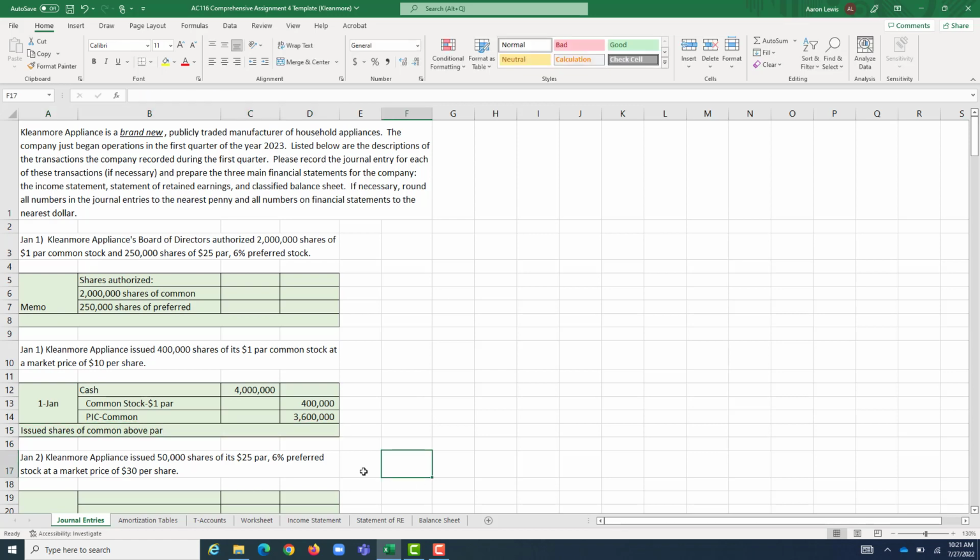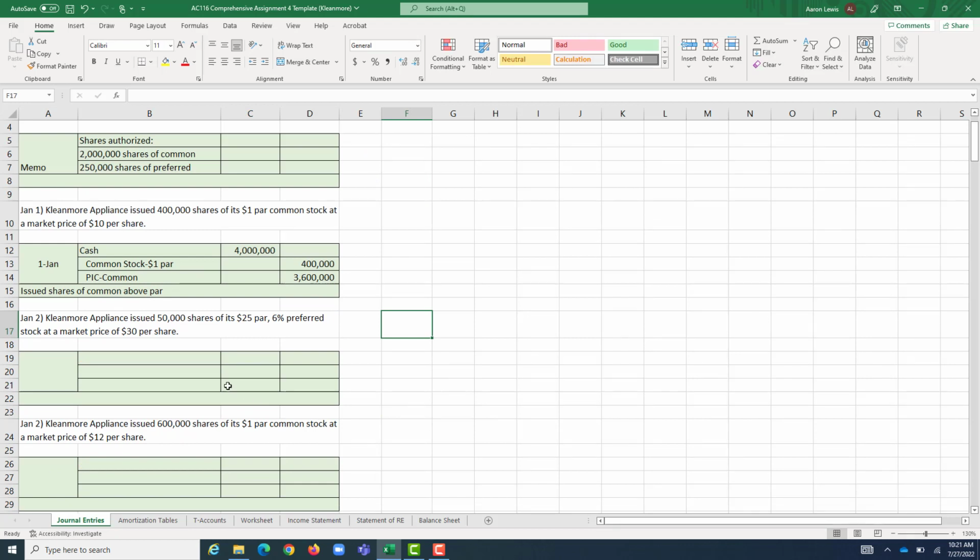Next up, on January 2nd, we're going to issue our other type of stock, which is our preferred shares. We are issuing 50,000 shares of our $25 par, 6% preferred stock. Again, trying to maximize the amount of cash that we bring in, the amount of capital we have to work with, by issuing at a price above par. We think we can sell these for 30. We're going to sell them for 30.